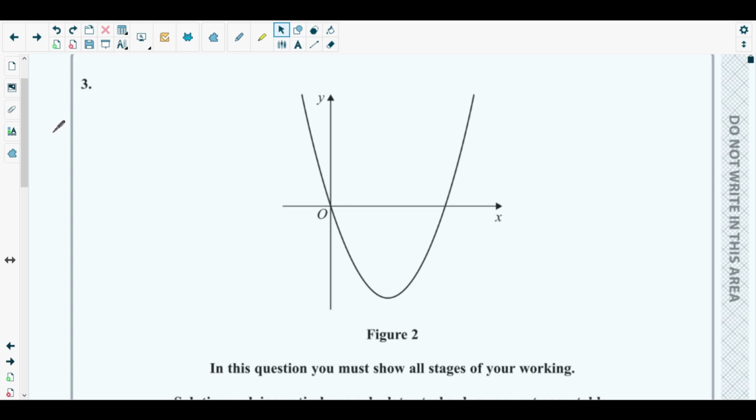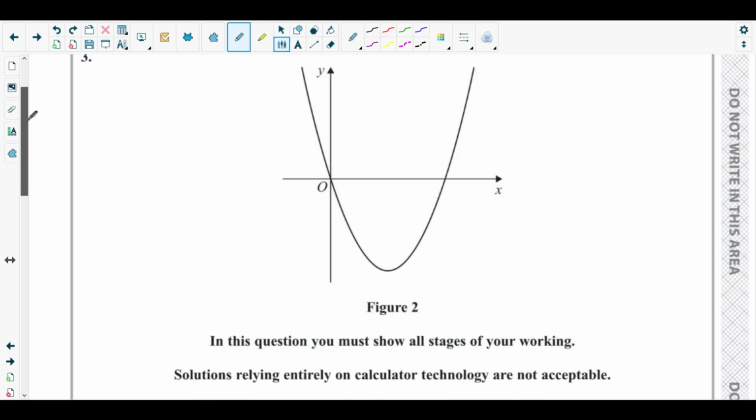So in order to be able to solve this question, you definitely need to have an idea about the concepts that have been discussed in chapter number 2 of your Pure Mathematics 3 textbook. So let's get started with question number 3. Right at the beginning, you can see a figure, figure number 2, is given. You can guess that this is a quadratic graph, isn't it?